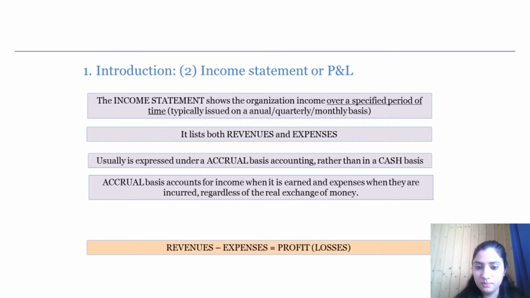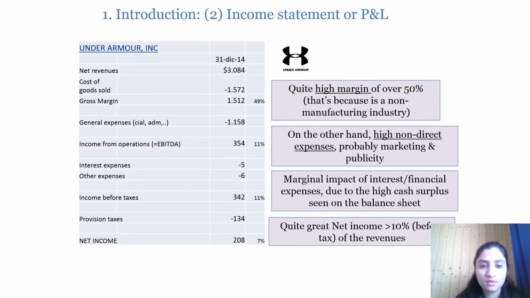Another one is the income statement. The income statement lists revenues and expenses, and it is done on the basis of accrual basis accounting. Accrual basis accounting is a kind of accounting in which cash, even if not paid yet, is considered to be an exchange of money. So, how do we find out profit or loss? Profit or loss is found by subtracting expenses from the revenues. So here you can see an income statement from Under Armour, and we will understand how the income statement explains different elements of the business.